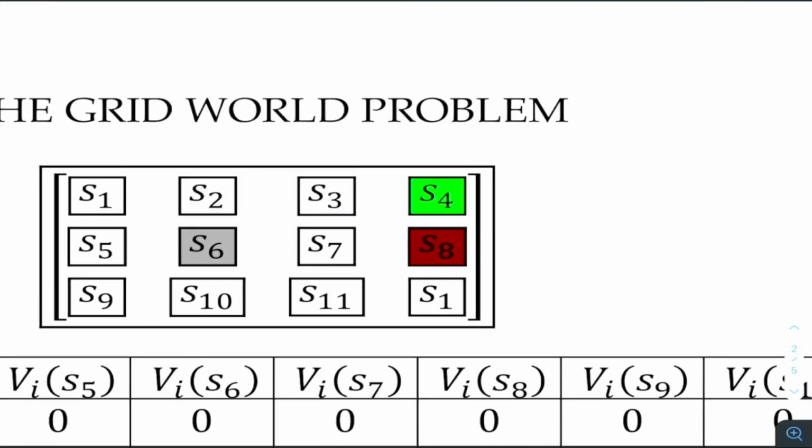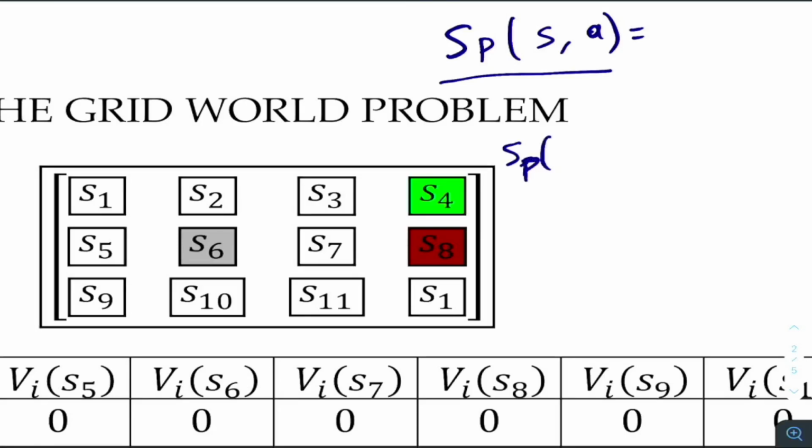So let's say we have an S prime generator function, S sub p. We have some state and some action, and that function will return an S prime list or array. The best way of understanding this concept is to go through some examples. For example, S sub p, the S prime generator function. We are at S1 and we want to go right. We press right, and what are the S prime states?